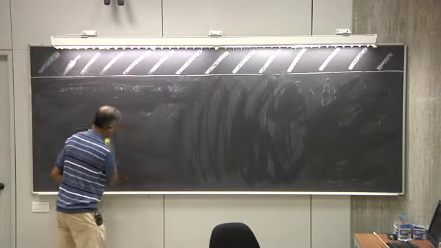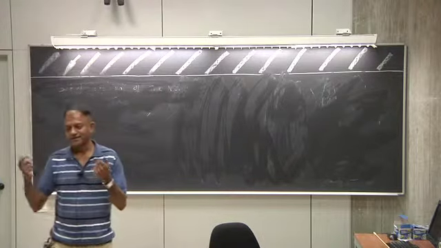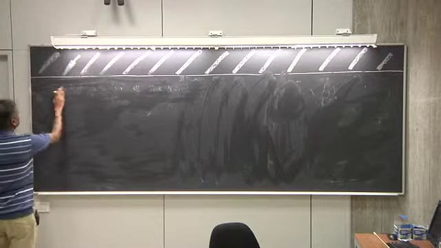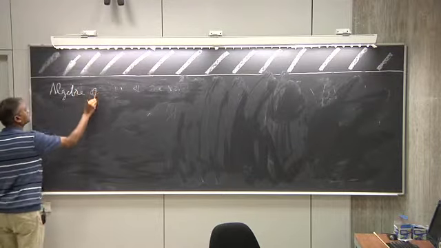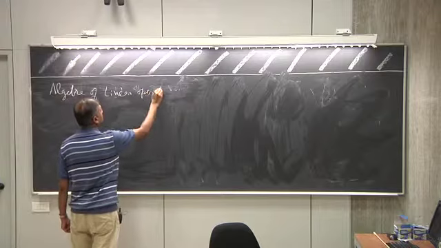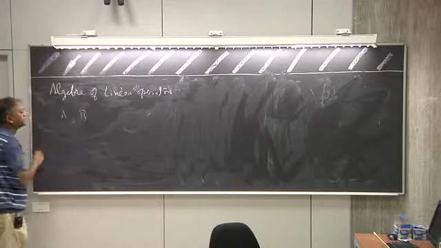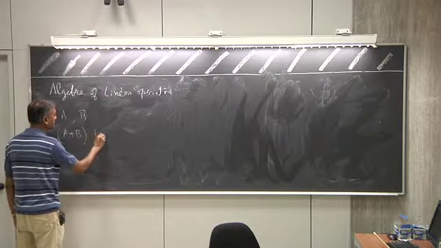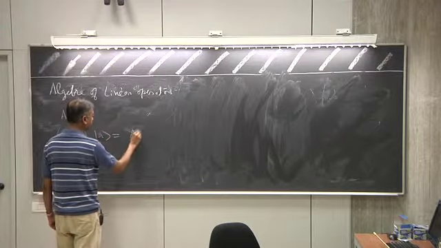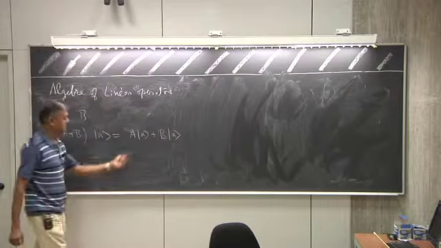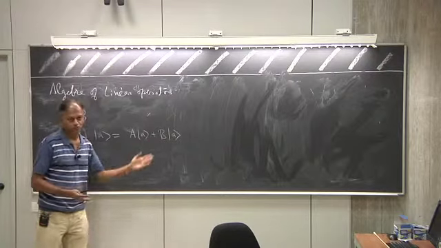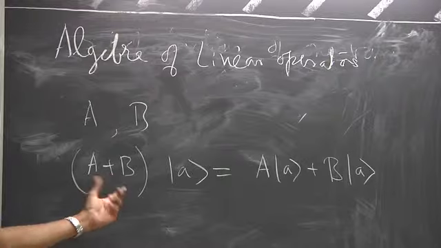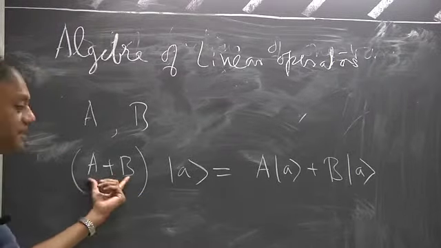Now, given an operator, you can of course take, say, two linear operators, A and B. Then you can talk about the addition of these operators. So there is an algebra, let's call it the algebra of linear operators. If you take A and B, two linear operators, then you can define A plus B in the following way. A plus B acting on any vector a in S is equal to simply A acting on vector a plus B acting on vector a. This is again a vector, so you know how to add two vectors. So that's the definition of adding two linear operators. This obviously defines another linear operator.